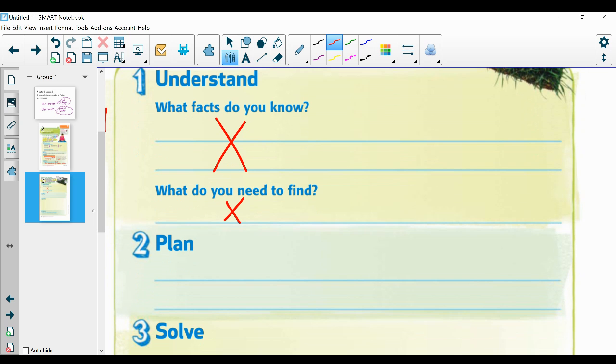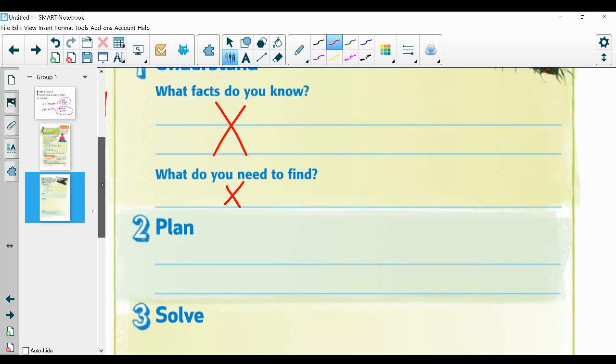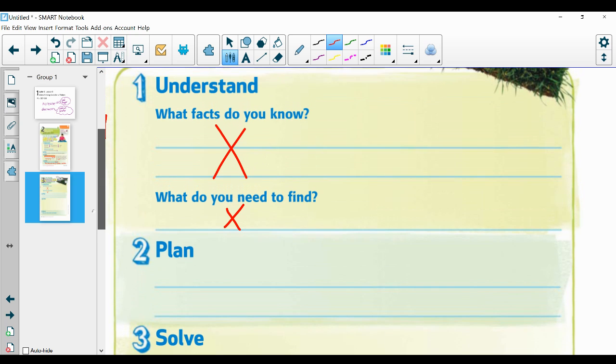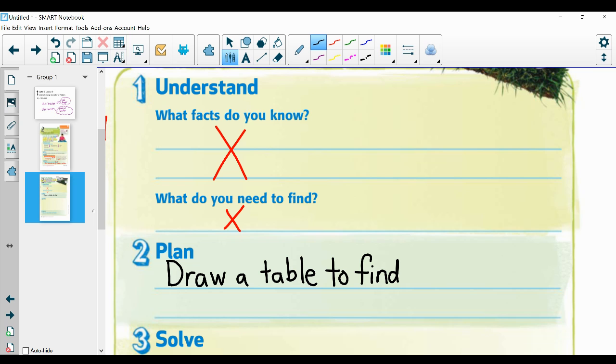Okay, but what is our plan? We need to draw a table, right? So that's what we're going to do. We're going to draw a table to solve the pattern. We are going to write that because we haven't highlighted or underlined it anywhere. So I'm going to draw a table to find the pattern.